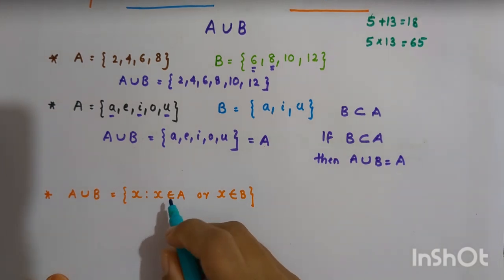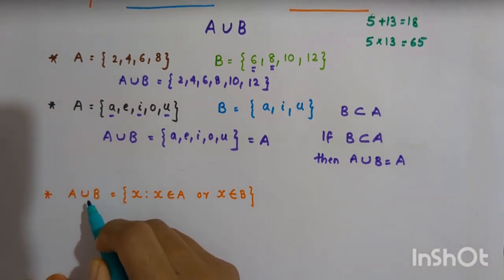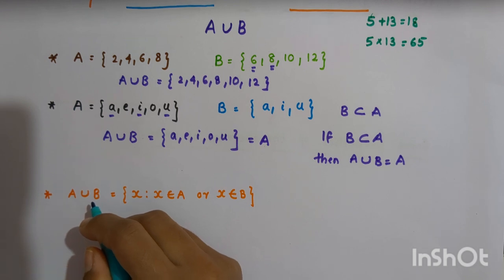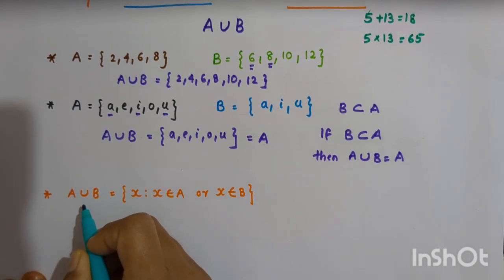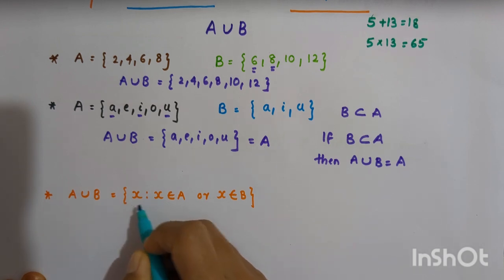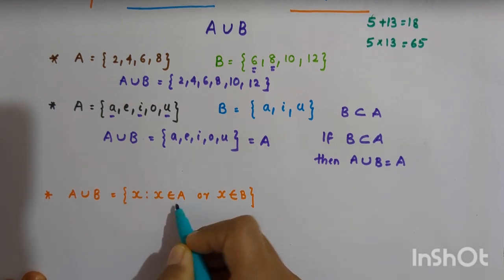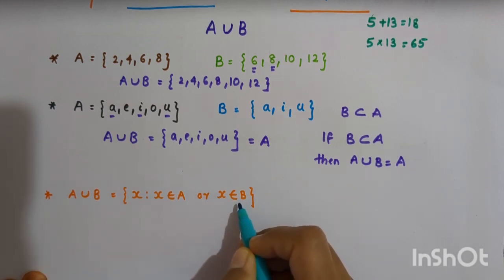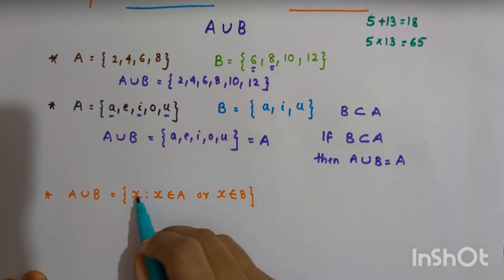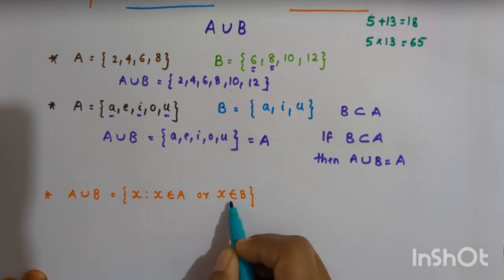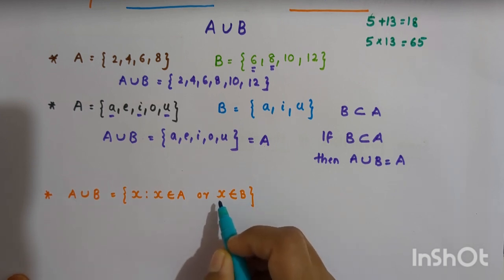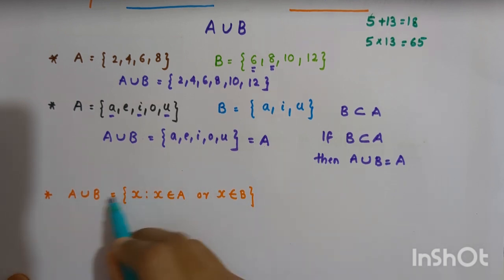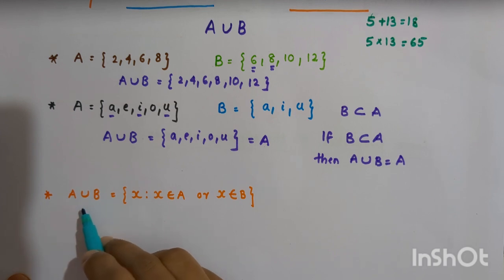Now, let us see the union of two sets A and B. It is defined in the set builder form. Here you see A union B can be written as the set of all x such that x belongs to A or x belongs to B. That is, all elements in the new set A union B are either in A or in B, including those which are in both.